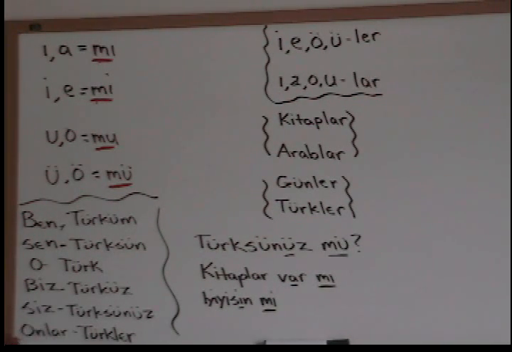Maybe I should tell you the personal pronouns here. So these are personal pronouns: ben, sen, o, biz, siz, onlar. So ben, of course, is I or me. Sen will be you, singular. O, he, she, it. Biz, us or we. Siz, you all, plural. Onlar will be them or they.